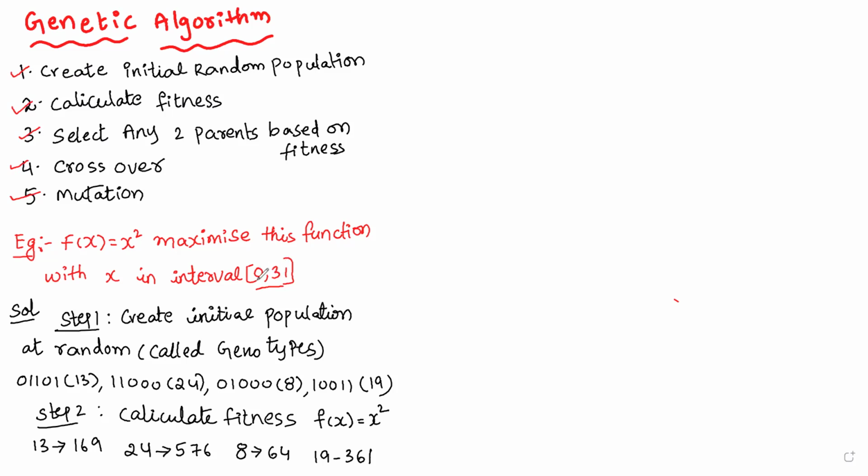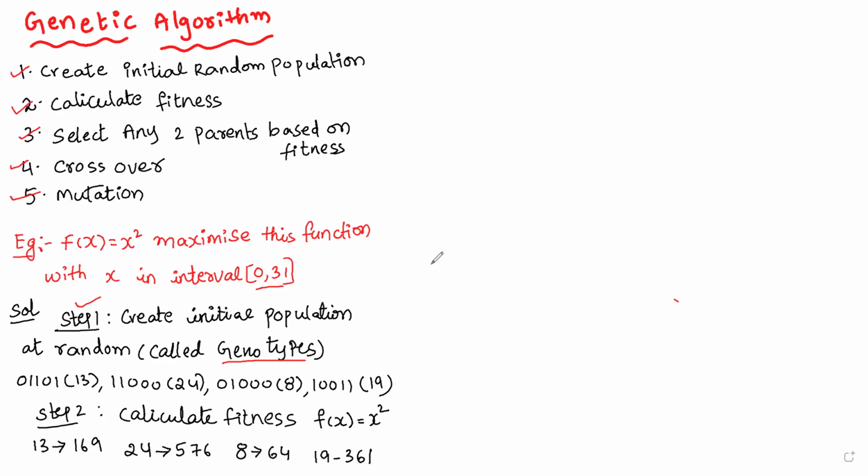Here we are using the concept called the genetic algorithm. In order to perform this, we need to follow 5 steps. So what is the first step? Create the initial random population. In step 1, we create the initial population at random. This is also called genotypes. Let us assume n is equal to 4.